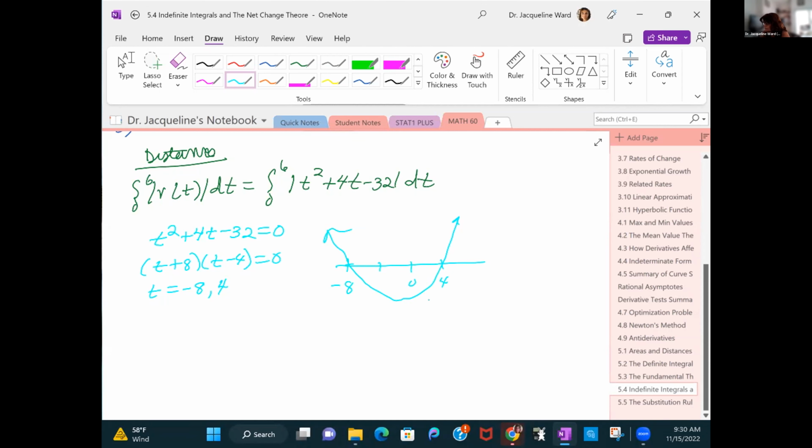Now we only care about from 0 to 6. Right, we only care about times between 0 and 6. So you can see that the velocity is negative on 0 to 4, and it's greater than or equal to 0 on 4 to 6.